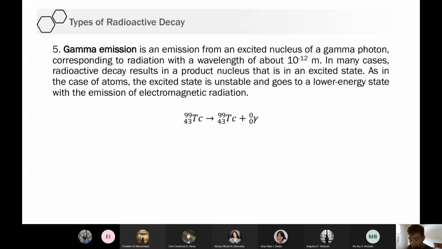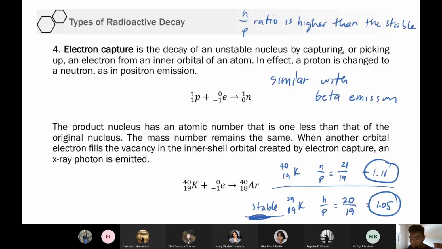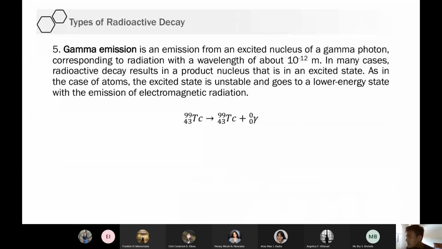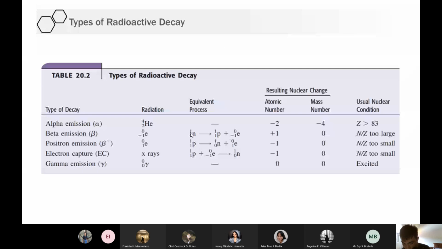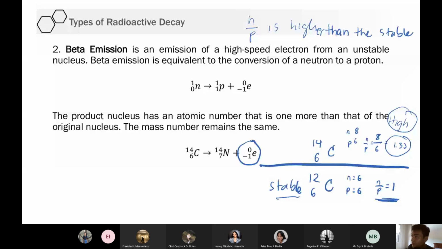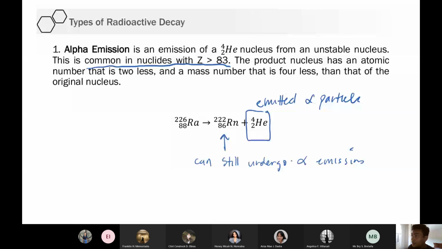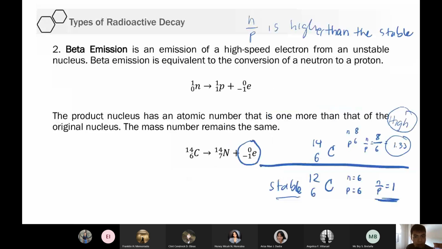Okay. So again, in summary, paano mo malalaman kung anong type ng radioactive decay yung kailangan mo gawin? Malalaman mo kapag alpha emission yan if the Z is greater than 83. So, that's alpha emission. Kapag beta emission naman, malalaman mo yan kapag your NP ratio is too large, higher than the stable.